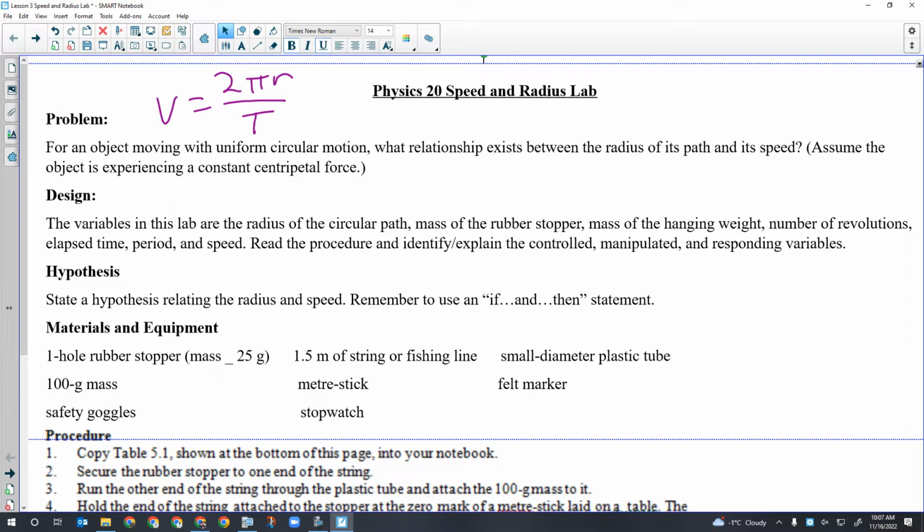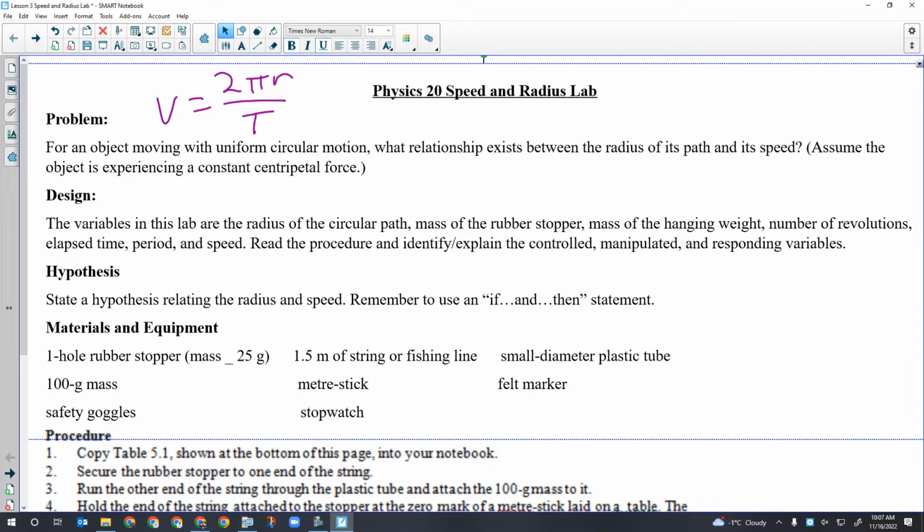So in this lab, what we're doing is increasing or changing the radius of the object moving with circular motion and recording the corresponding speed for different radii. Because it's not radiuses, it's radii. Like hippopotami, not hippopotamuses.